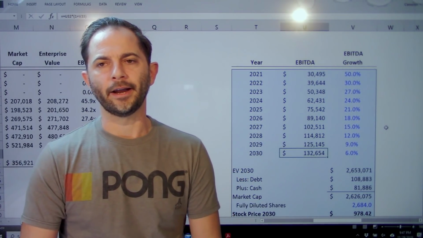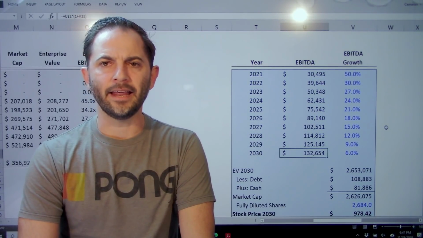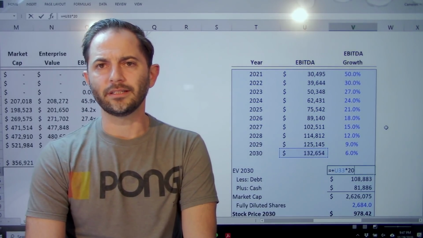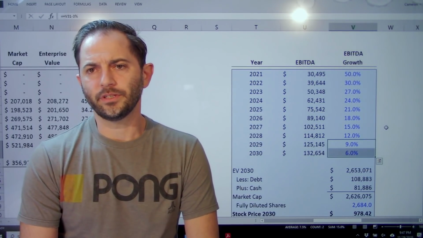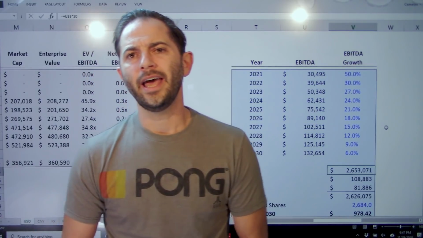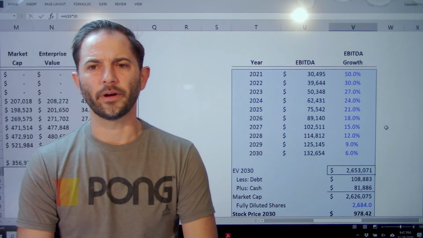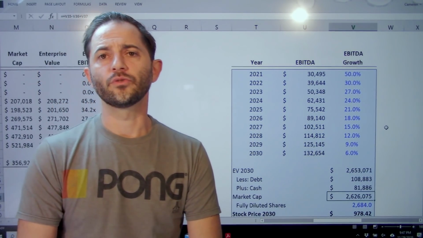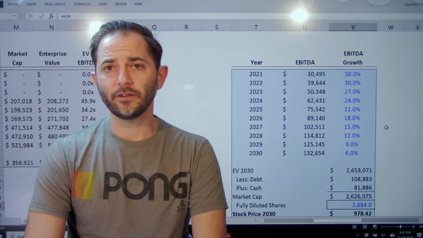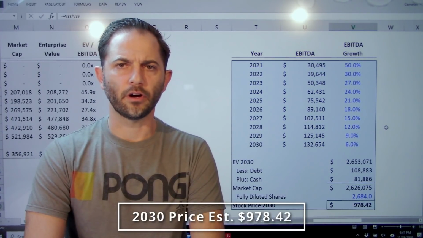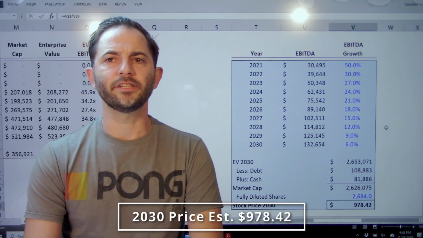So it seems reasonable that they could hit it. Do you want to pay for it? I don't know. But this is saying $134 billion at the end of 2030. I have given it a 20 times enterprise multiple. Again, as growth comes down from size, the market multiple will come down as well. And a 20 times handle is very reasonable for a company that's this size and still growing. Less some debt plus some cash based on historic ratios gives me a market cap of $2.6 trillion. Divide by the shares outstanding, and that gives me a price target of $978 in 10 years.